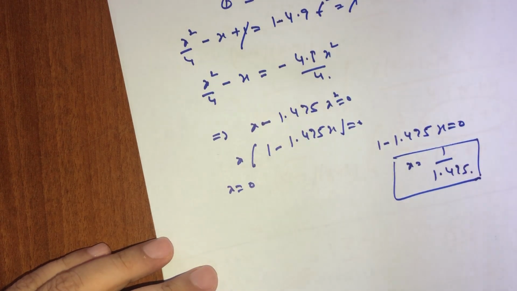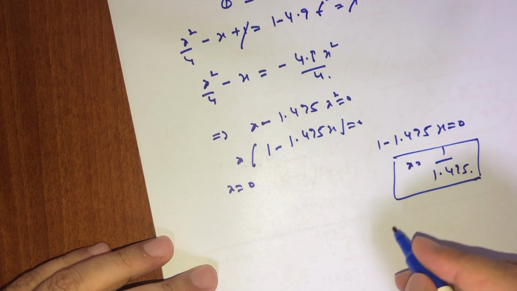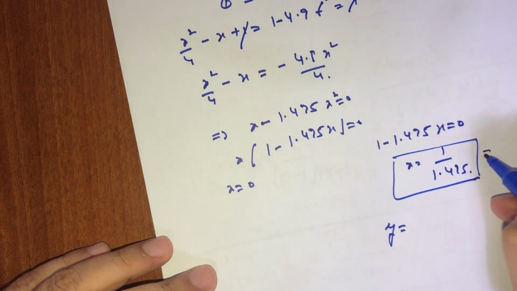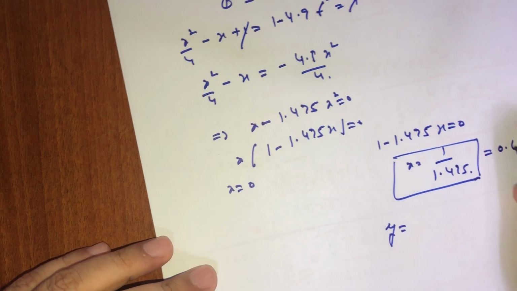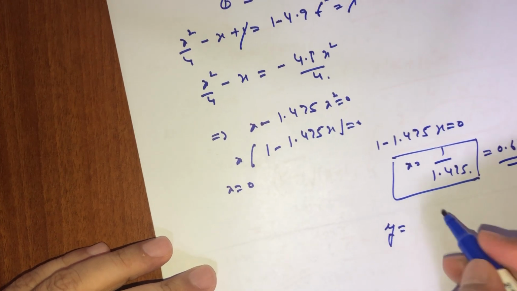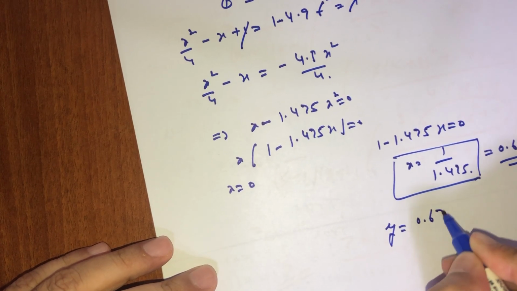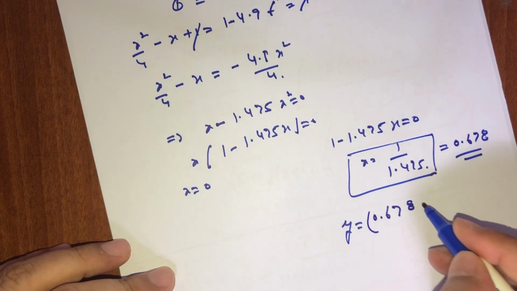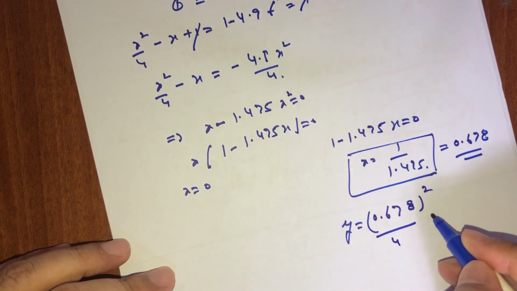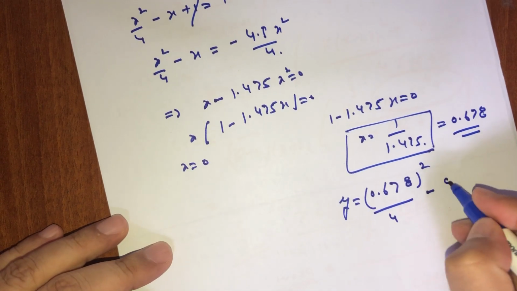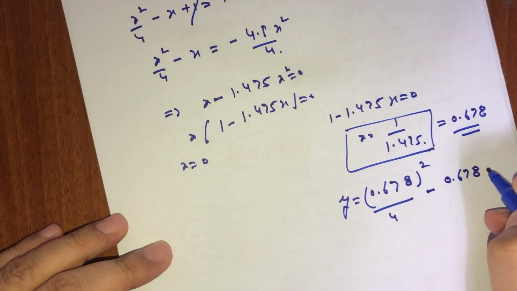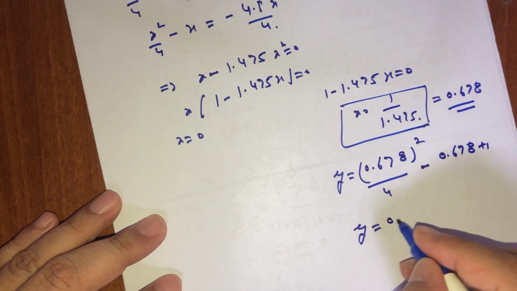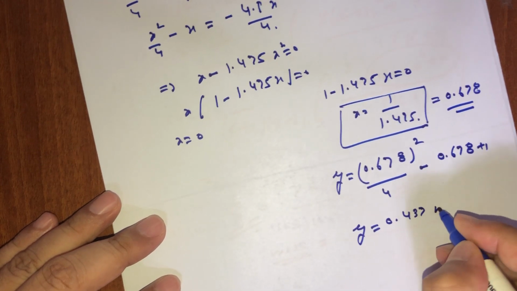Now we substitute this value. We can also further solve it, and we are going to get 0.678. So we put this value 0.678 whole square divided by 4 minus 0.678 plus 1. So we get y is equal to 0.437 meters.